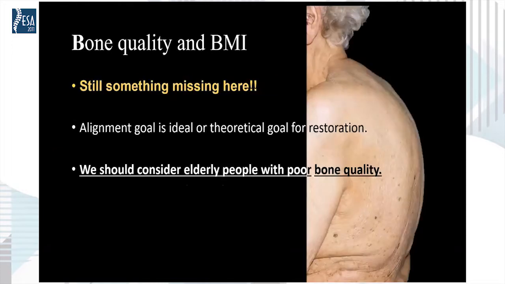However, just alignment correction is not enough to explain everything, because elderly people usually have osteoporosis and sometimes high BMI. So even if we make perfect alignment postoperatively, mechanical complications could happen for this kind of patient.